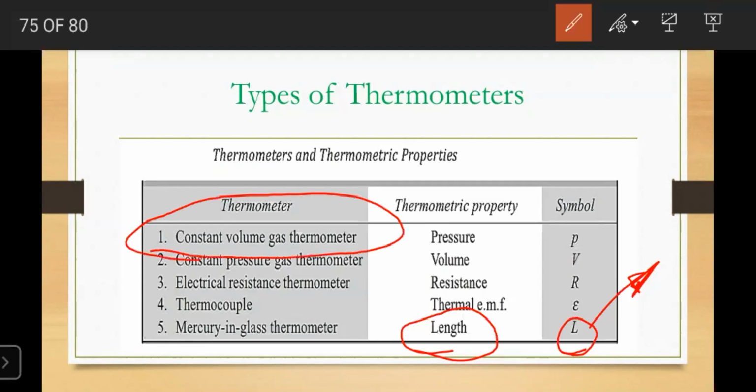So we will see now the constant volume gas thermometer. What is the thermometric property for the constant volume gas thermometer? Pressure. So we can understand the change in temperature by the change in pressure. If the pressure of the gas changes, then you can relate the change in pressure with the change in temperature. So we will see this one first in this class.